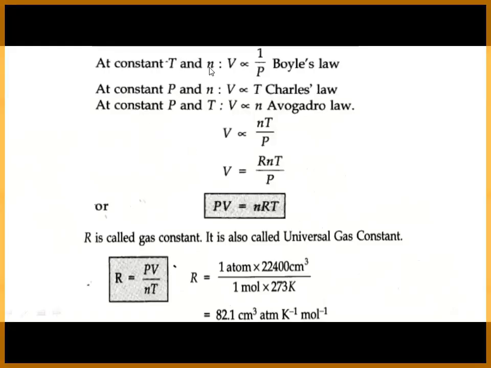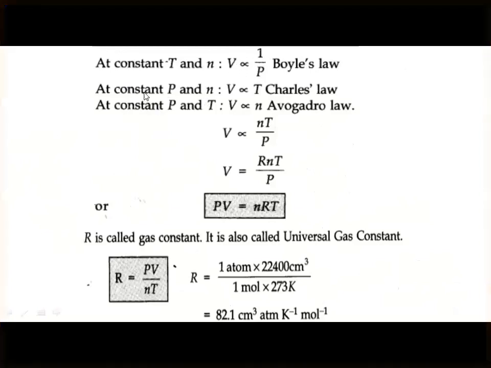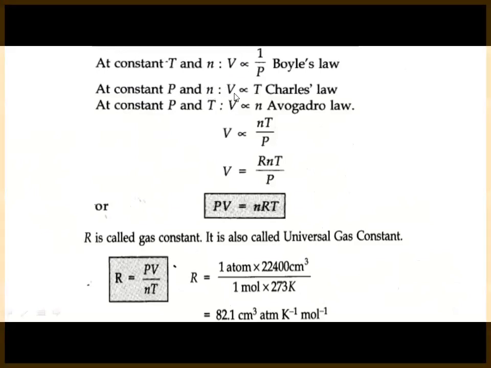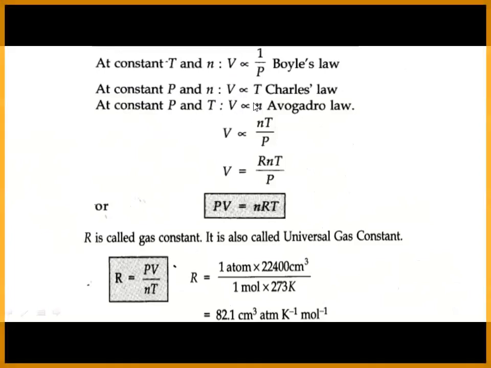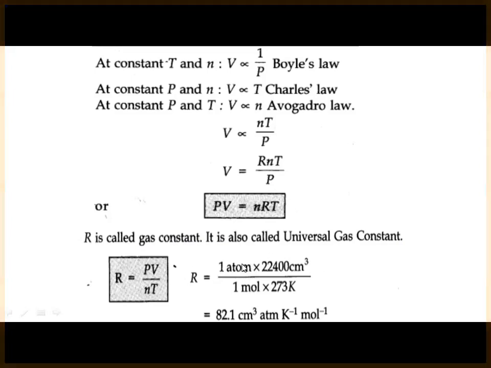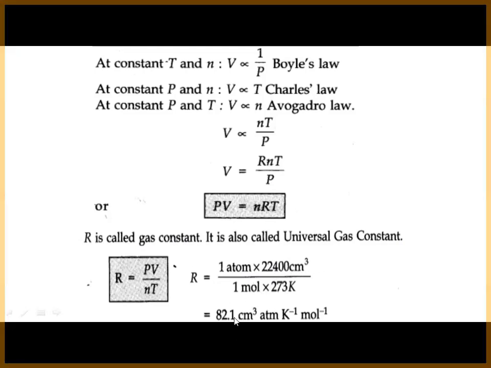At constant temperature and fixed amount of gas, volume is inversely proportional to pressure. It is Boyle's law. At constant pressure and fixed amount of gas, volume is directly proportional to temperature, Charles' law. At constant pressure and temperature, volume is directly proportional to number of moles, Avogadro's law. All three: directly proportional to N and T, inversely proportional to P. So V equals R N T upon P, PV is equal to nRT. R is called the gas constant, also called the universal gas constant. And what is the value of R? It is PV upon nT. Substitute: pressure 1 atmosphere, 22,400 cc for 1 mole. You will get the value 82.1.